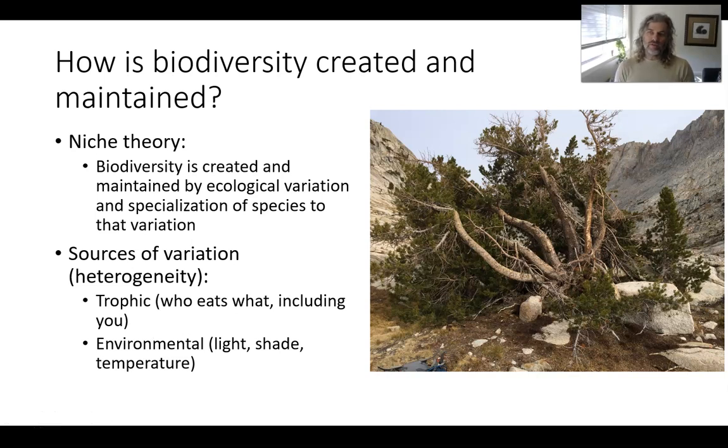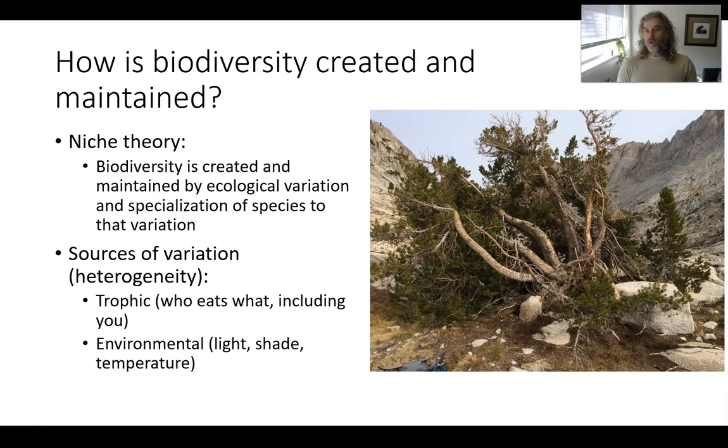Okay, so let's expand the question a little bit. How is biodiversity created and maintained? There are different branches of ecology that try to deal with this. One is niche theory, and this is, in a nutshell, postulating that biodiversity is created and maintained by ecological variation and specialization of species to that variation.